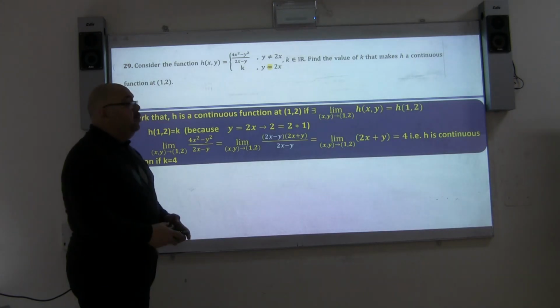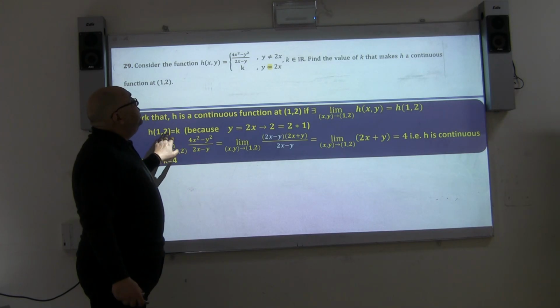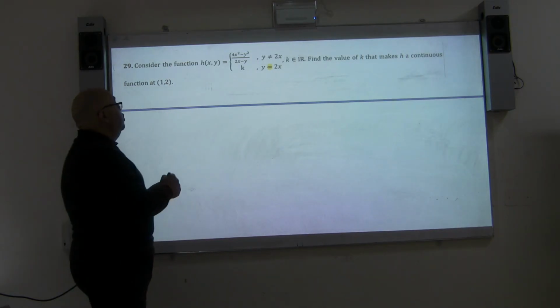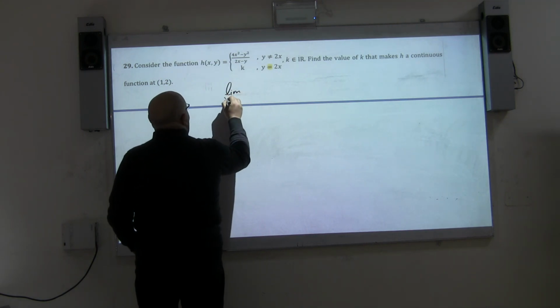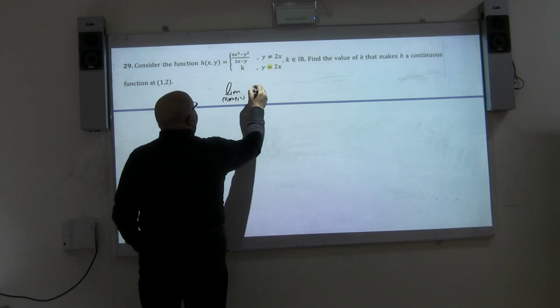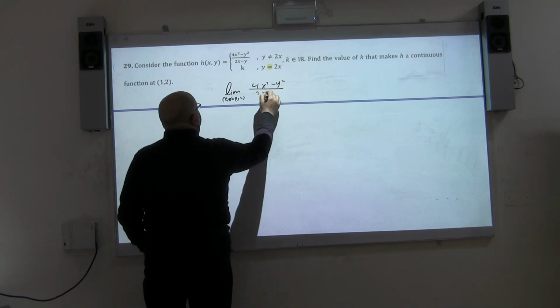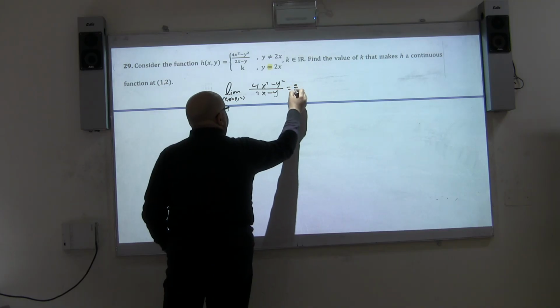So simply, if I want to solve this problem, all I have to do is to try to find the limit of the first branch. I will try to get the limit of that first branch of the function when x and y tend to 1 and 2, which is (4x² − y²) divided by (2x − y), which once you substitute, it's going to be 0 over 0.